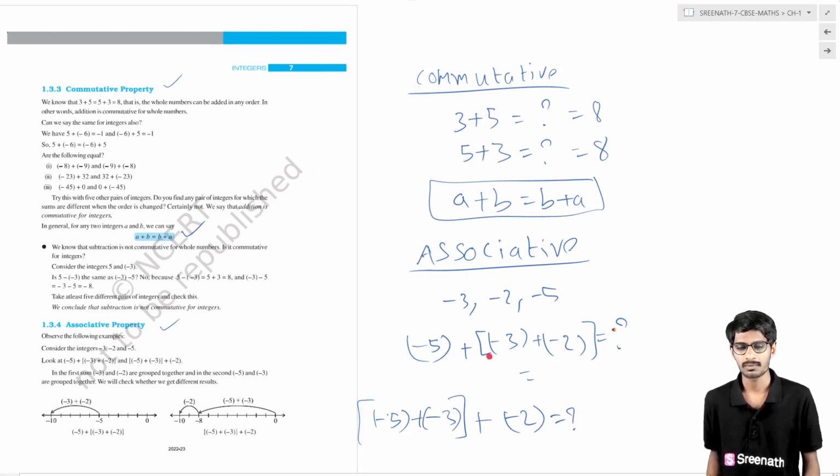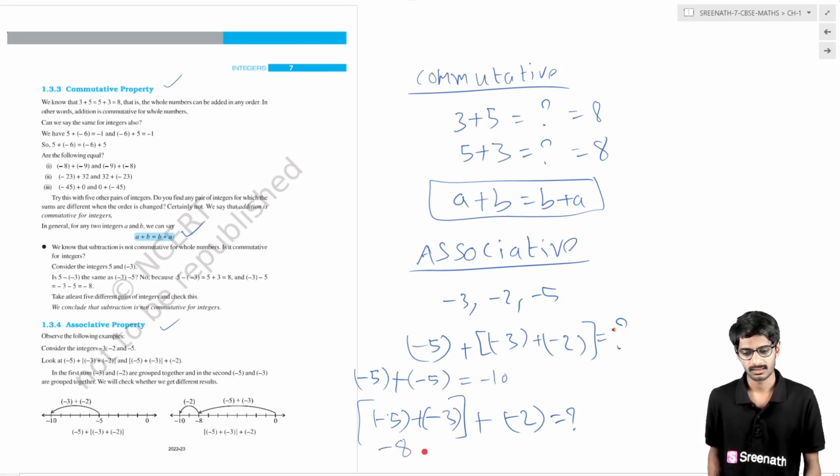In this case, -5 plus -3 plus -2, which means -5 -5... sorry, the answer is -10. Okay, -5 -3 means -8. Again plus -2, which is also -10. So what happened here? The answer is the same.